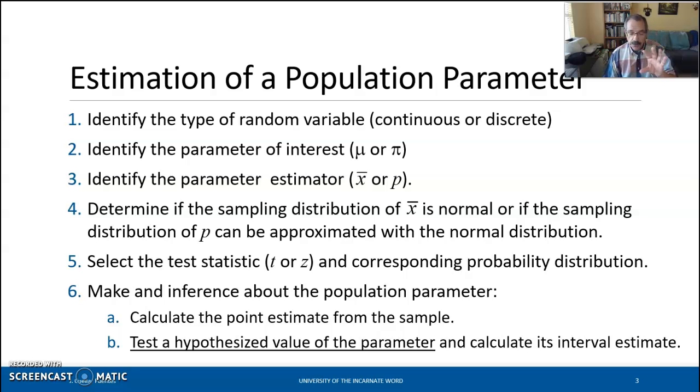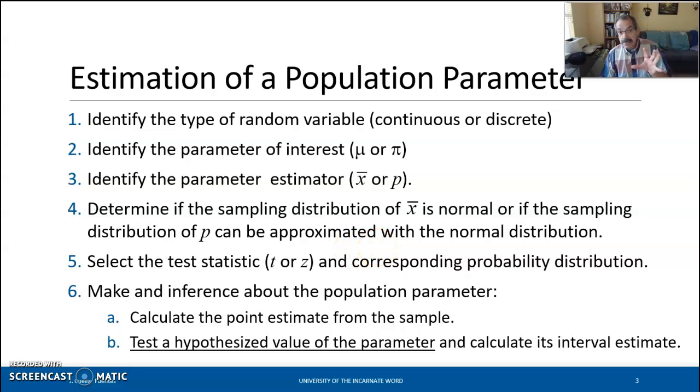Once you have gone through this identification part, then you start making an inference about the population parameter of interest. So you will calculate the point estimate from the sample data, either the sample mean and standard deviation or the sample proportion. And once you have that, then we're going to test the hypothesis for a particular value of the parameter using our sample mean or our sample proportion. And we're not going to do it in this module, but you could, using what we learned in the previous module, also calculate the confidence interval estimate for that parameter.